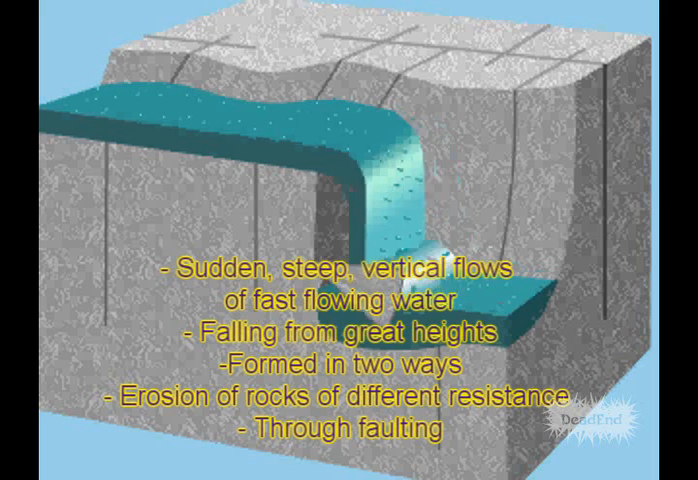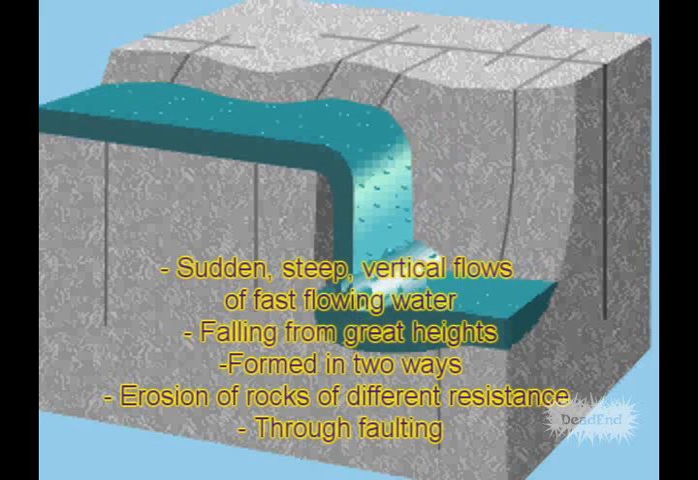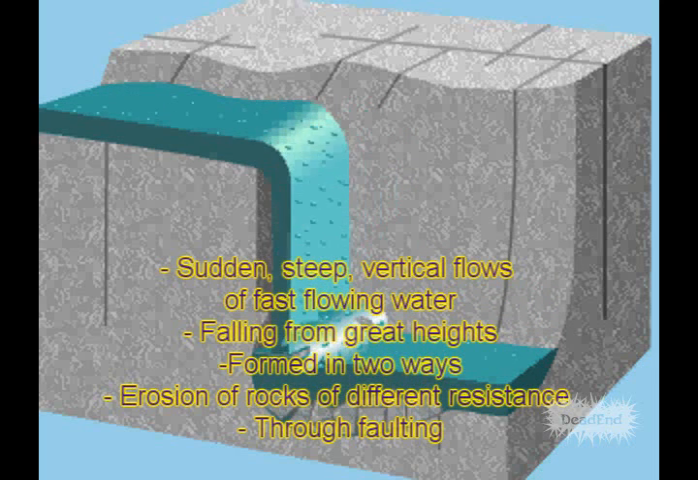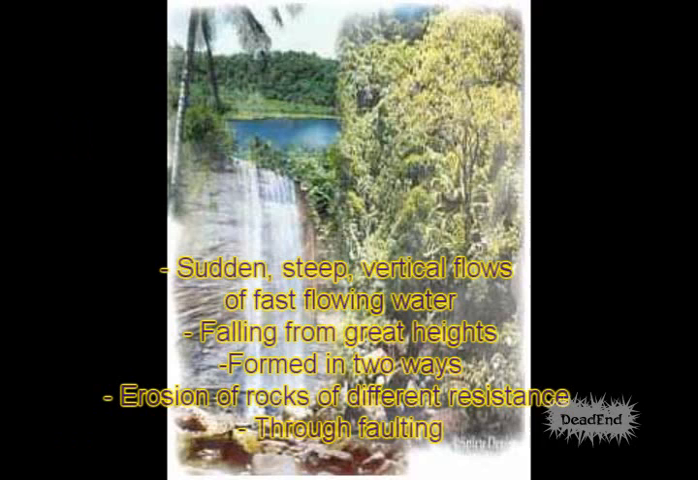Waterfalls are sudden steep vertical flows of fast-flowing water falling from great heights. A waterfall is usually found in the upper course of a river where the gradient is steep. Waterfalls are normally formed in two ways. They may be formed through the erosion of rocks of different resistance or through faulting.